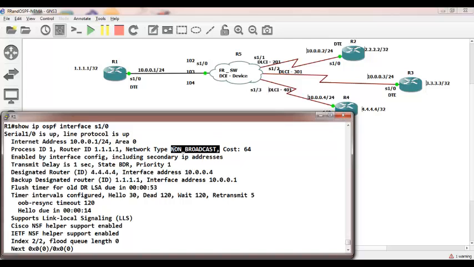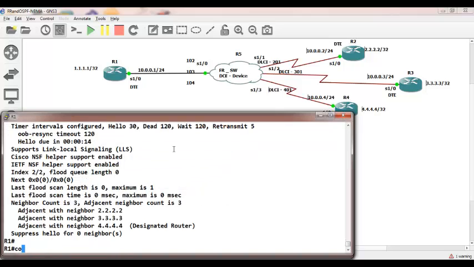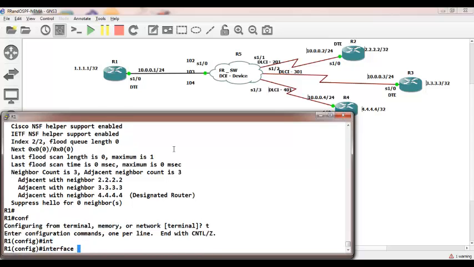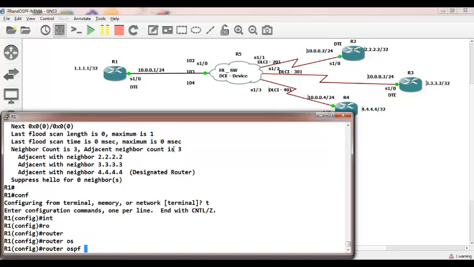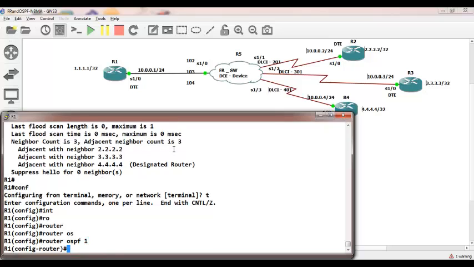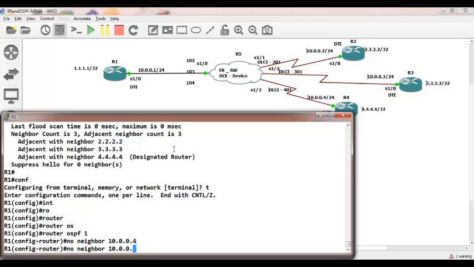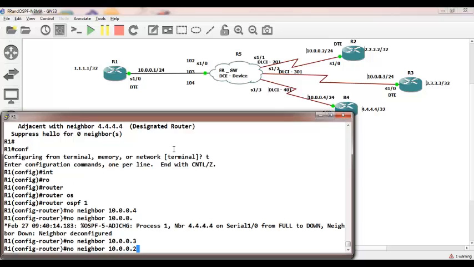So what can we do? We can switch to point to multi-point, where there won't be DR and BDR. Let's switch to point to multi-point. Very simple. Go under interface serial 1/0. But neighbors need not be configured manually. I'll remove the neighbors. Router OSPF 1. I'll remove those neighbors. I removed all the neighbors.